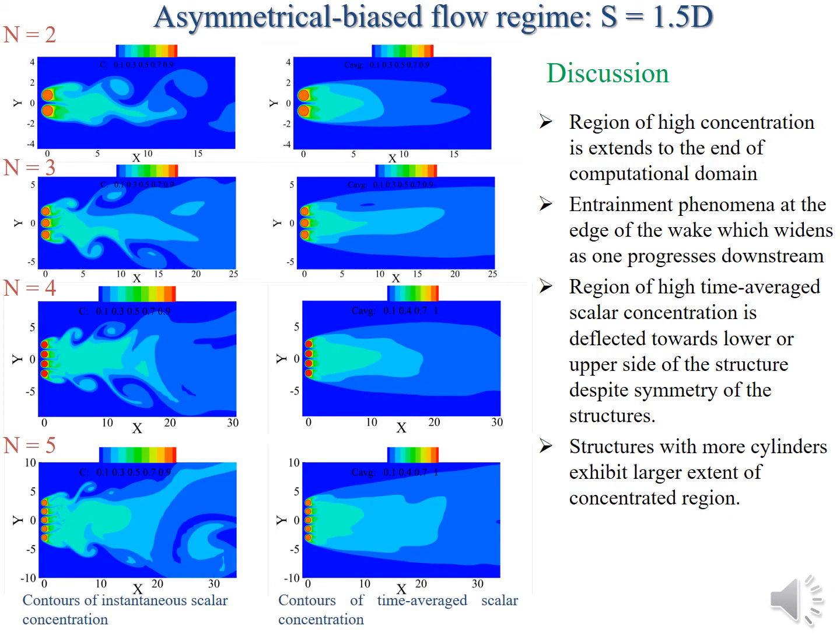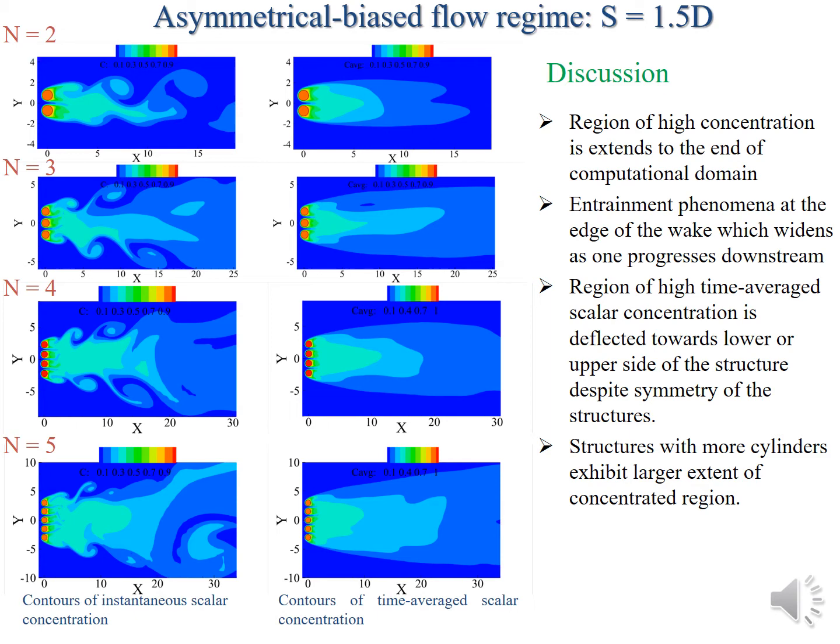So let's go to the asymmetrical biased flow regime at gap ratio of 1.5. For this case, we find that we have a very high interaction between vortices of neighboring cylinders. And instead of the convection that was dominant in the single body flow regime, now we have entrainment at the edge of the wake. So we have a lot of entrainment at the edge of the wake, as you can see in the instantaneous vortices. And then the mass transfer is pretty poor.